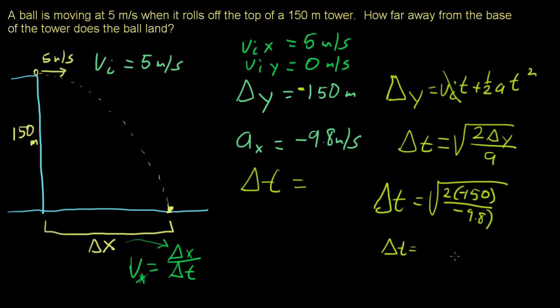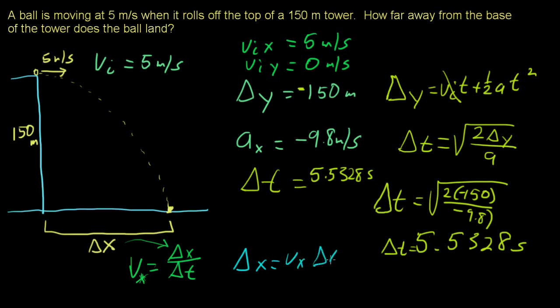So delta t equals what? That is about 5.5328 seconds. So we know delta t. Well, since we know delta t, we can plug it in down here, and we can figure out x. Actually, let's just rearrange that. Delta x equals vx delta t.